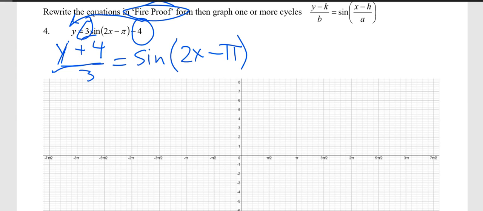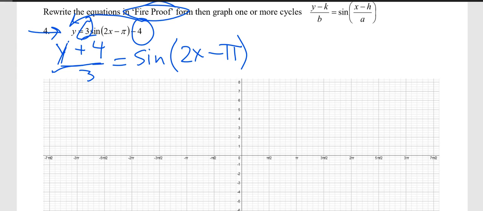Now, I do understand that when you look at it in the form that it's been given to you in, some of the information you can pick out very quickly. Like, you could tell me that the whole thing's been shifted down 4. You could tell me that the amplitude has to be 3 because it had a vertical stretch of 3.